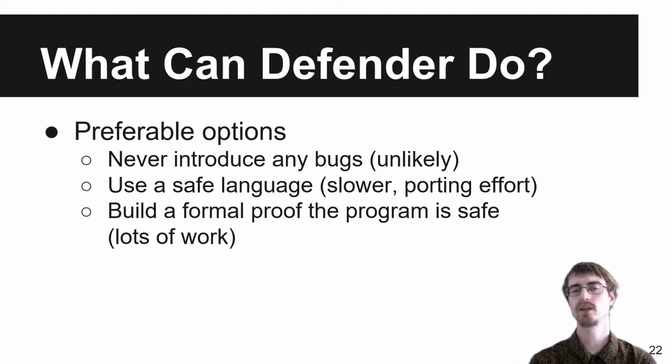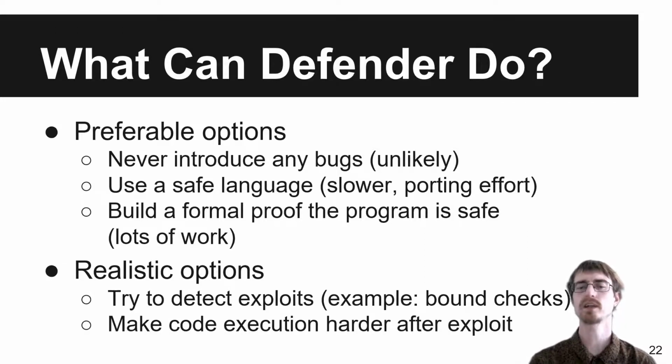Okay, so none of these options really solve the problem. What are the realistic options? How can we actually do this? Well, first, try to detect any exploits. So sanitize your input data, including, for example, bound checks. If you make any assumptions on the code, check that those assumptions are met. Now, you can have defenses that can automatically perform these checks in many cases, and it helps prevent a lot of attackers from abusing your code.